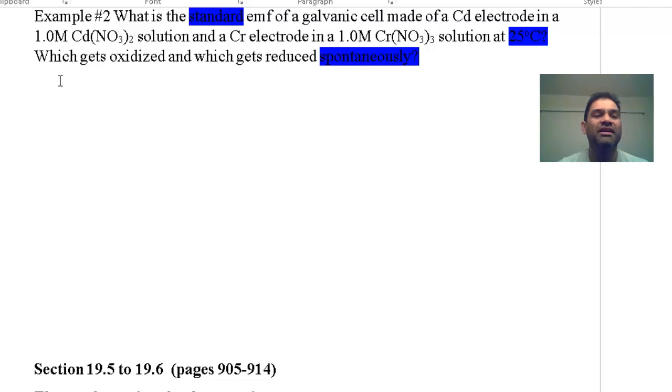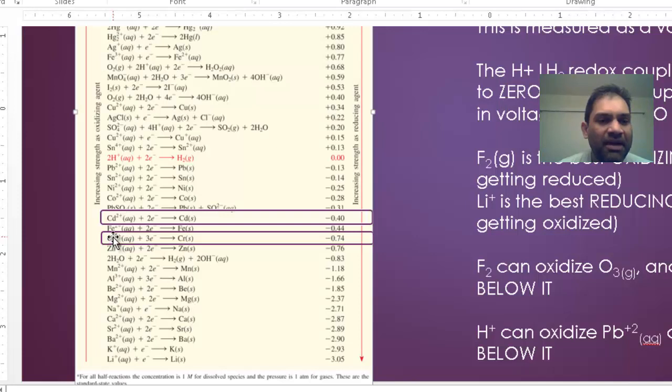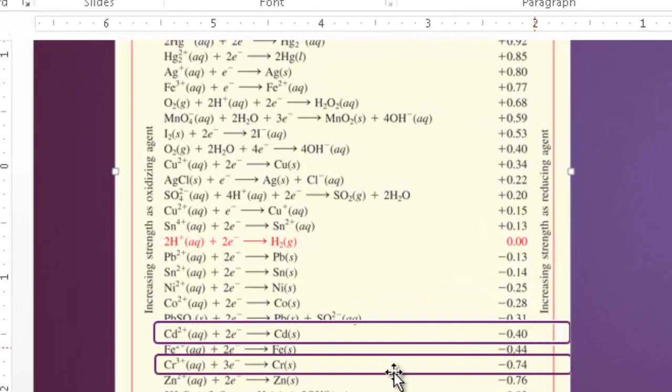So the first thing we want to recognize is that this is cadmium in the plus 2 state, cadmium plus 2, all nitrates are soluble. This is chromium in the plus 3 state, chromium nitrate, all nitrates are soluble. So let's look at the standard reduction potential table for cadmium and also for chromium. Going back to the previous introductory part of this lecture, cadmium plus 2 electrons goes to cadmium solid, that's minus 0.4 volts.